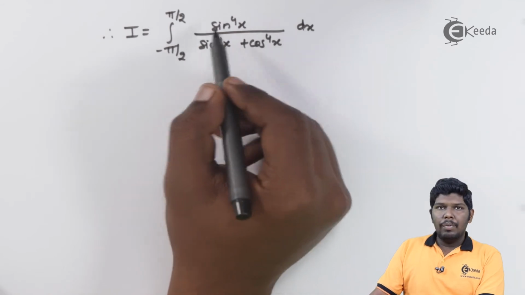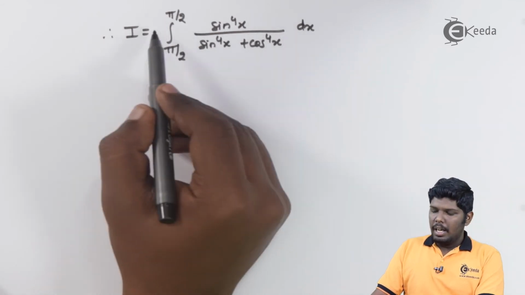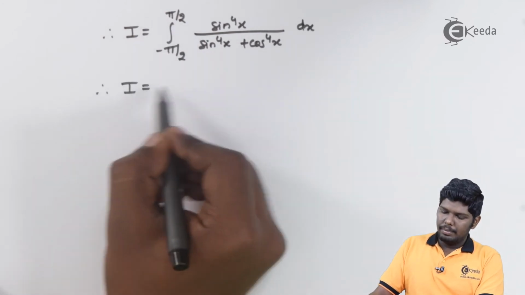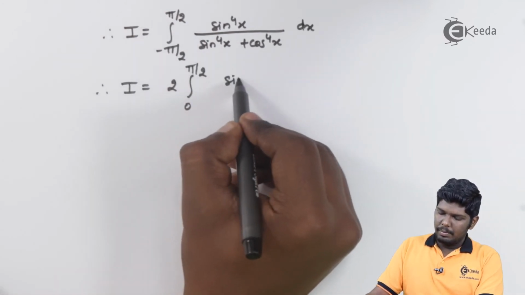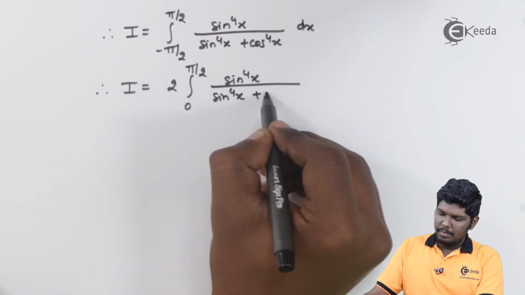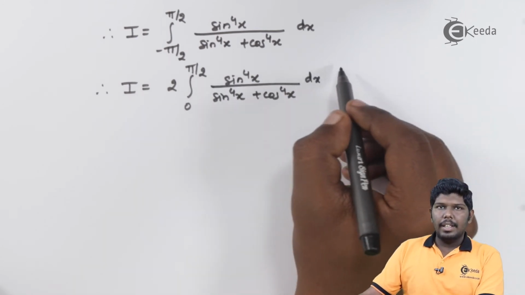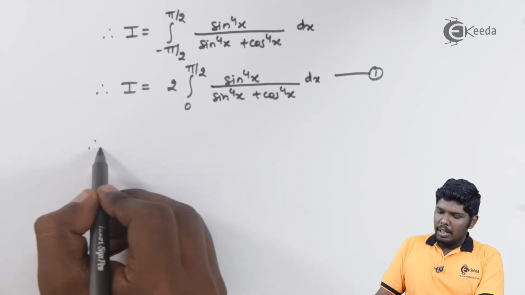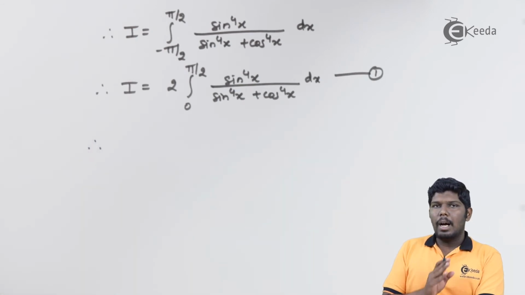Now, since it is an even function, we are going to split the given integral as 2 into integral 0 to pi by 2. And let us consider this as equation number 1. Further, you can use the property number 2, which says integral 0 to a f of x dx can be written as integral 0 to a f of a minus x dx. In short, we are going to replace x as upper limit minus x. Here the upper limit is pi by 2. So we are going to replace x as pi by 2 minus x.